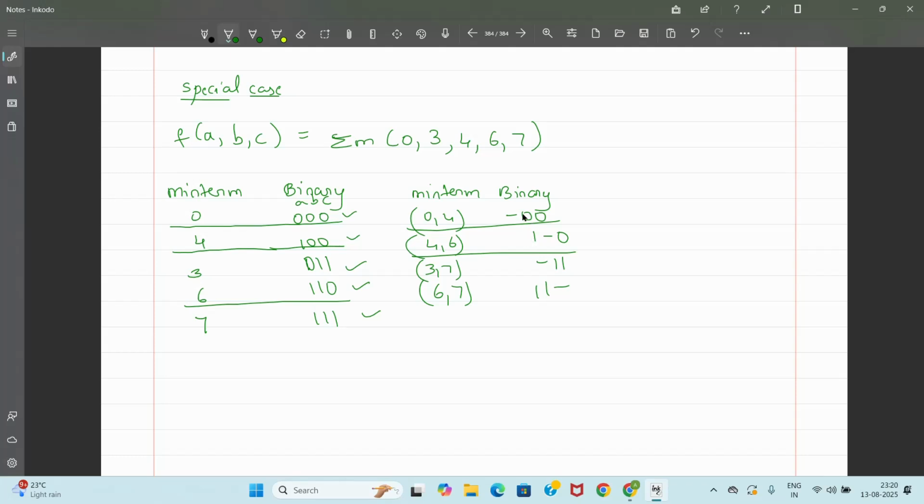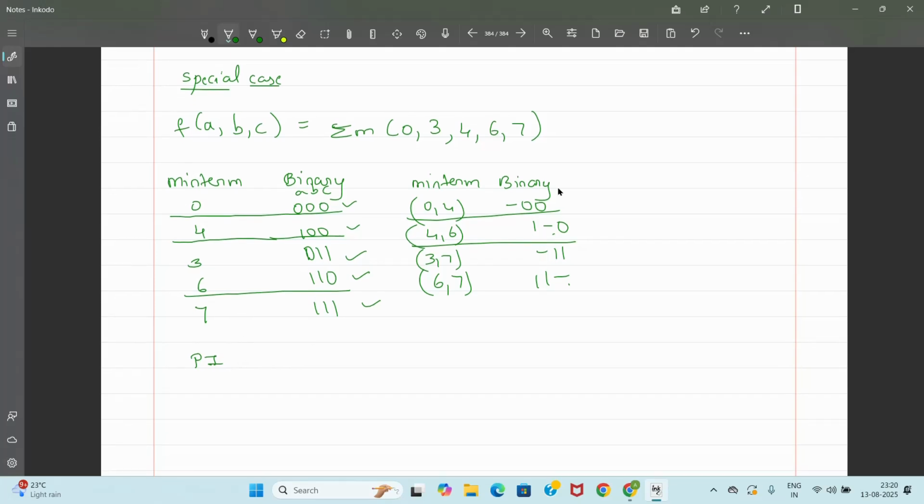And see if you can do any combination here. No. Any combination from here to here? No. Further simplification is not possible in this. So your final table will be, the second table will have, from here everything is covered, but from here you have all the 4 terms which is not used. So list out all of them. 0, 4, this will be B bar C bar. 4, 6, A C bar. 3, 7, B C, and 6, 7, A B.